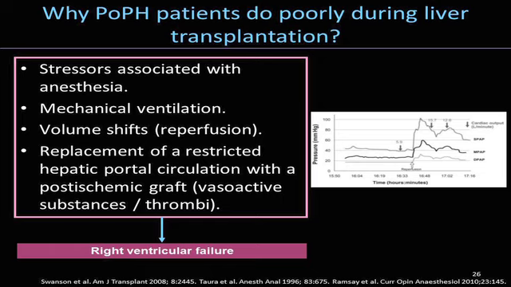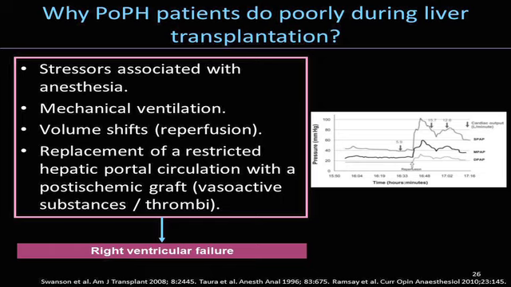And then they're replacing a liver with a liver that has had some ischemic time, so that when the liver is put in, it releases vasoactive mediators, cytokines that are vasoactive, and also there can be some thrombi going into the pulmonary circulation. All that can lead to right ventricular failure.